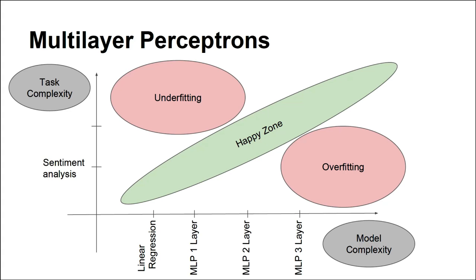In terms of task complexity, things like sentiment analysis tend to be a simpler task, while things like machine translation tend to be much more complex. So you need many more parameters and hidden layers to learn machine translation, whereas in sentiment analysis the task is simpler, so you generally don't need as many parameters.